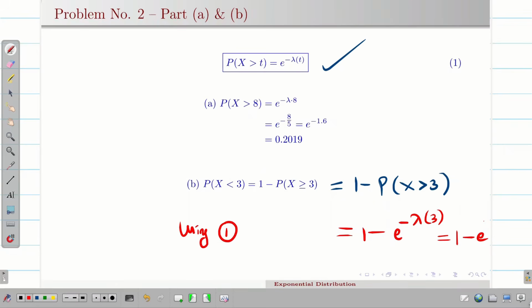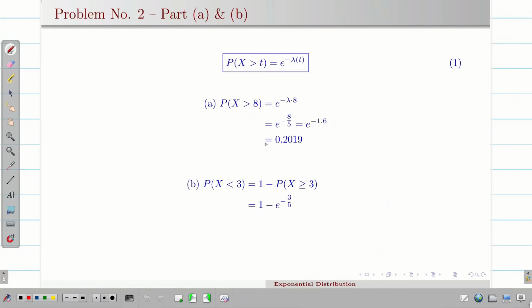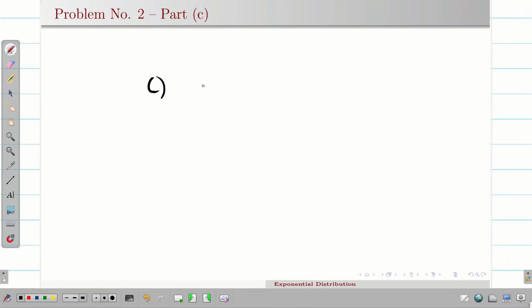Lambda value is 1 by 5. So 1 minus e power minus 3 by 5 will give you the answer. You can use the calculator and verify the solution. So the answer is 0.4512. Now let us solve the third part.